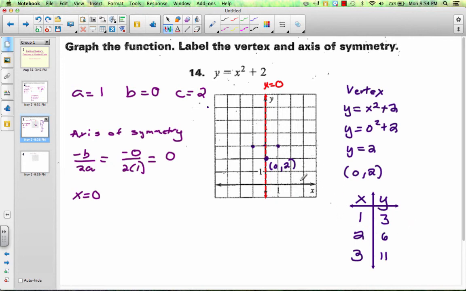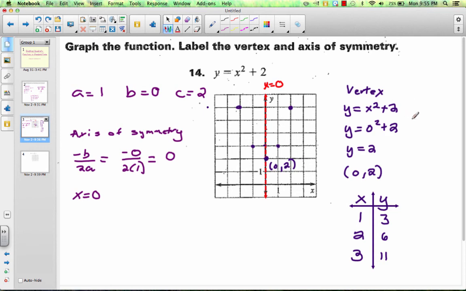Then I go to my point 2, 6. So I go 1, 2, and 1, 2, 3, 4, 5, 6. And again, I can reflect this point over my axis of symmetry. So it's 2 from the axis of symmetry, 1, 2, and then I go 2 in the opposite direction, and I put my point. 3, 11, that goes off my graph. It's not really necessary, so I don't need to graph it.